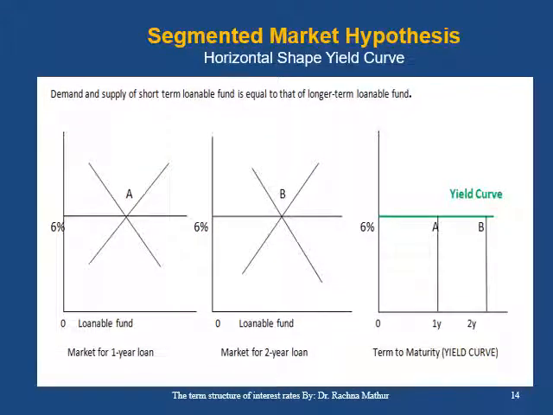The third situation is the horizontal shape of a yield curve for the segmented market hypothesis, where the demand for loanable fund and the supply of loanable fund for the first year is 6%. For the second year, the demand for and the supply of loanable fund give rise to a 6% rate of interest. As a result, the shape of a yield curve will be a horizontal line parallel to the x-axis, where the demand and supply of short-term loanable fund is equal to the long-term loanable fund.